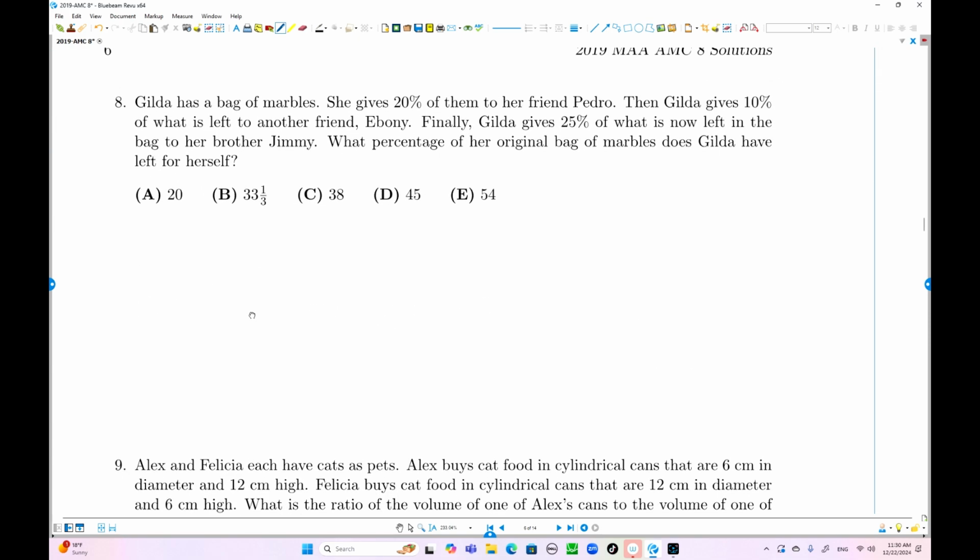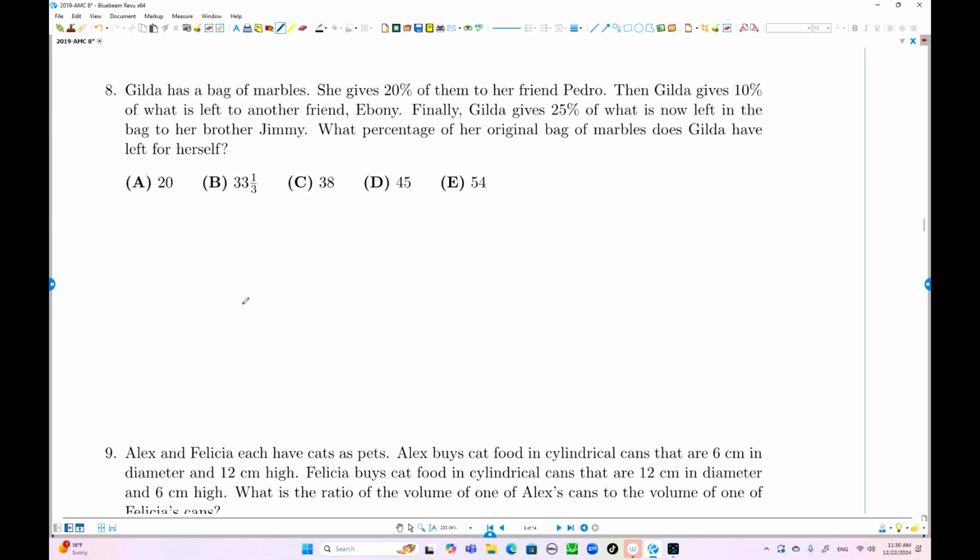All right, number 8. Yeah, Gilda has a bag of marbles, gives 20% of them to a friend Pedro, and 10% of what is left. Okay, this is important, okay? And the other friend, Abby. And finally, Gilda gives 25% of what is now left one more time to her brother Jimmy. What percent of our original bag of marbles?